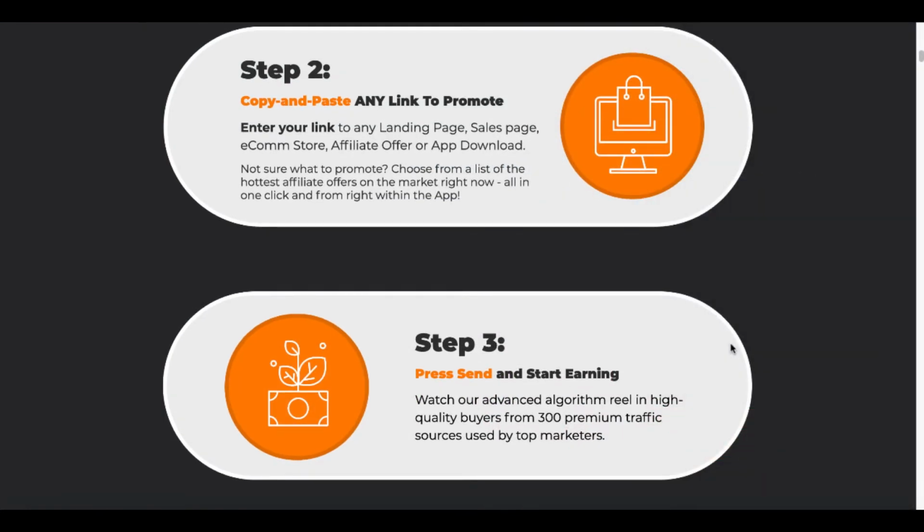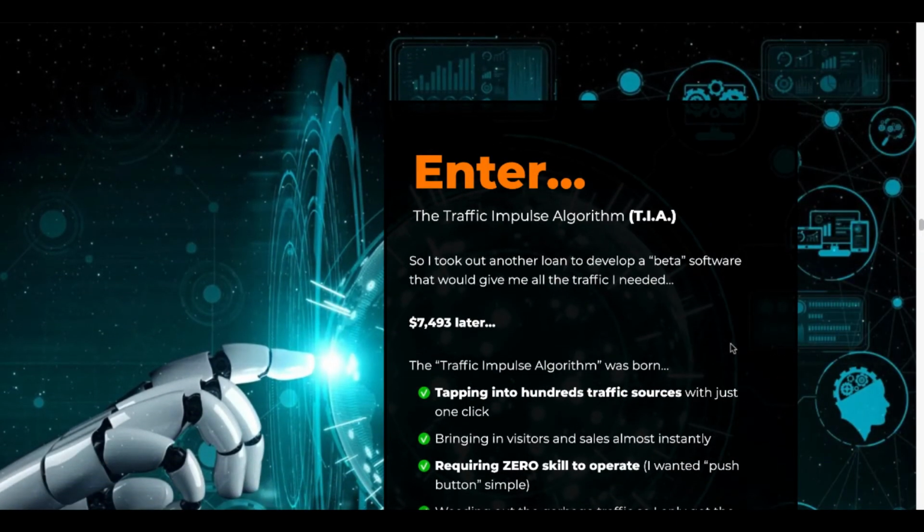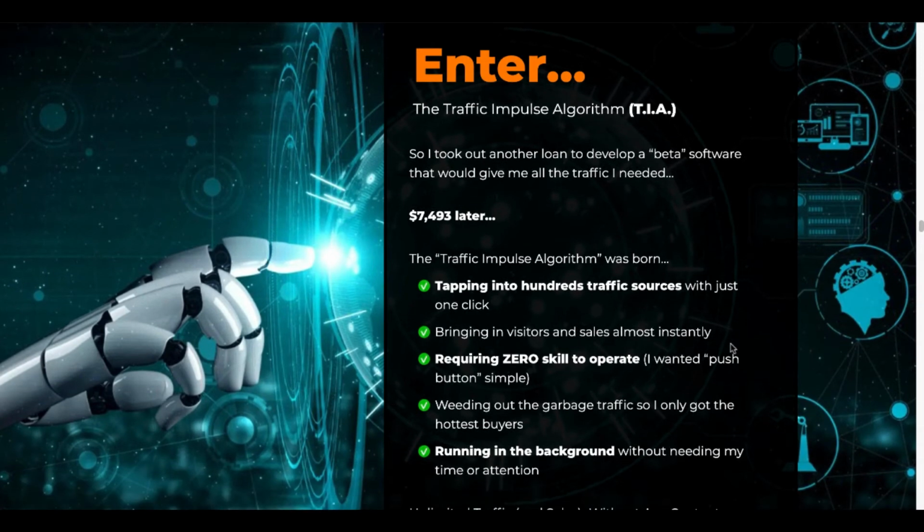Watch our advanced algorithm reel in high quality buyers from 300 premium traffic sources used by top marketers, when I only actually got 100. Scroll further down the page, enter the traffic impulse algorithm. So I took out another loan to develop a beta software that would give me all the traffic I needed. $7,493 later, the traffic impulse algorithm was born.